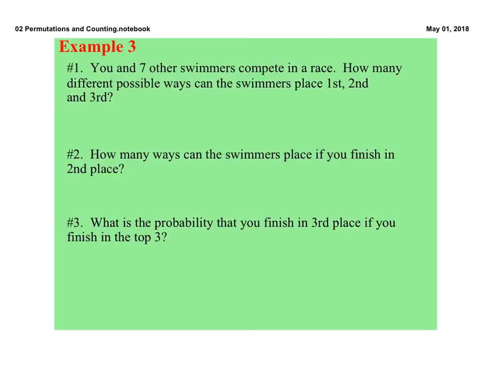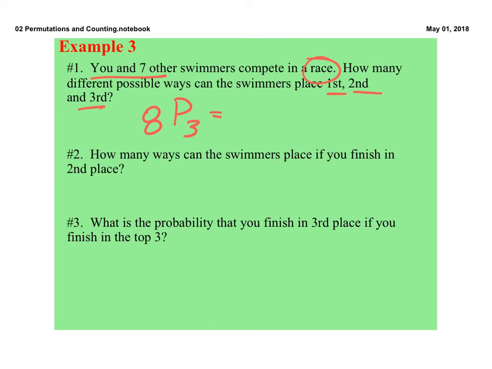All right. Example 3. You and 7 other swimmers are competing in a race. How many different possible ways can the swimmers place first, second, and third? I'm going to just do this the easy way. There's you and 7 others. Careful, that's 8 people. And a race, that means the order matters. P. 3 spots. I'm going to only pay attention to the 3 that I pick out. And 8P3 is my answer. I'd use a calculator to get that.